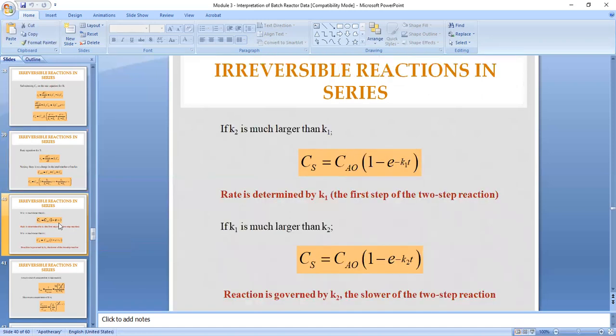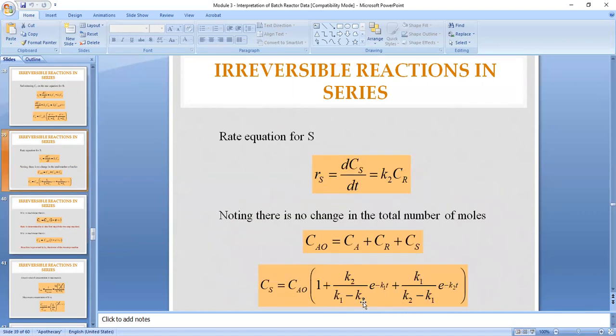Now, before I go to the formula, it's stated here that if K sub 2 is much larger than K sub 1, it's referring to this equation, class. If K sub 2 is much larger than K sub 1, you will have a pseudo first order reaction. It's as if the second step does not affect the rate of formation of the final product because it's very big in terms of rate. Why is it very big or large in terms of rate? Because your K sub 2 is a lot larger than K sub 1.